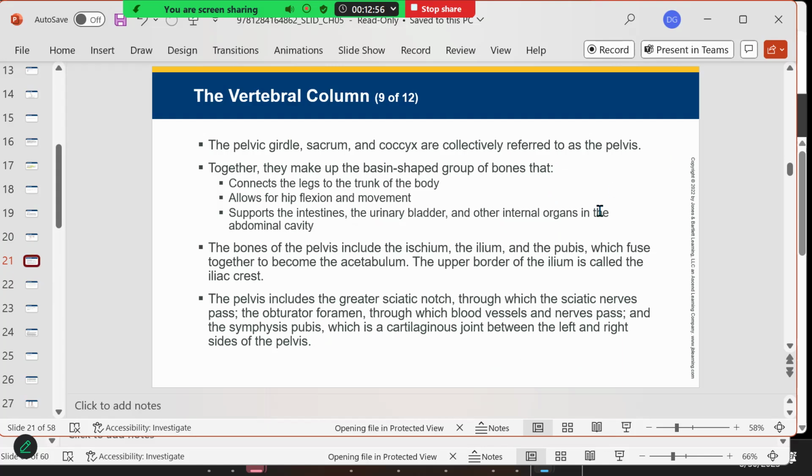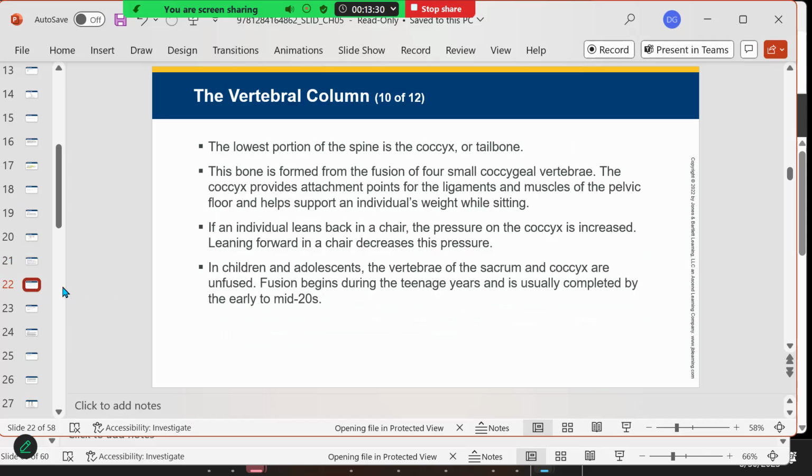Pelvic girdle, sacrum, coccyx, collectively referred to as the pelvis. They make up the basin-shaped group of bones that connect the legs to the trunk and body, allow for hip flexion and movement, support the intestines, urinary bladder, other organs. Yeah. When you're sitting on your ischiums. The ischiums are the bones that we pretty much sit on. And the one that you feel at the side is the iliac crest, the ilium. Okay, I think those are the main points you need there.